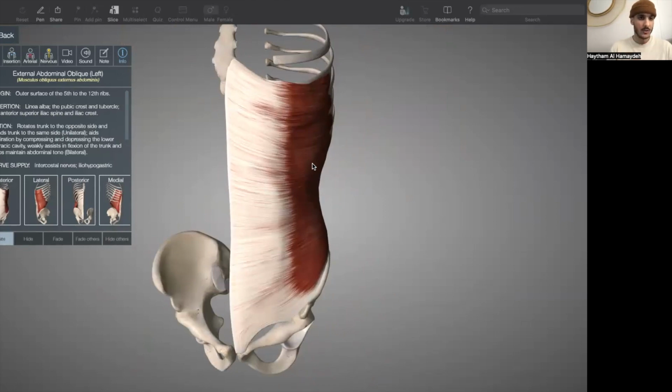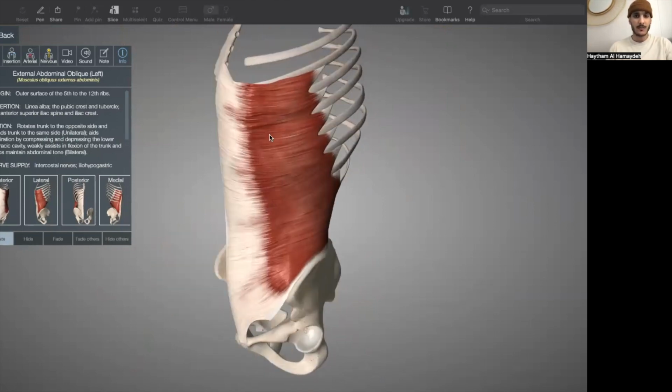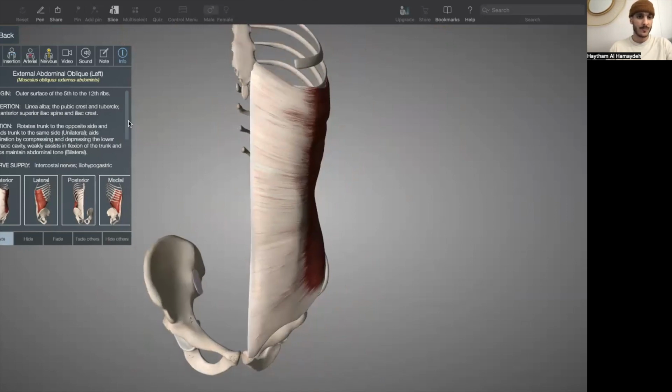Action: rotates the trunk to the opposite side and bends the trunk to the same side. And it aids in expiration by compressing and depressing the lower thoracic cavity. Okay, and the nerve supply is intercostal nerves. All right, so that's the first muscle. Let's see what they say as well about it.